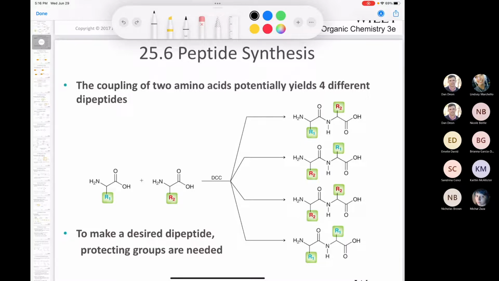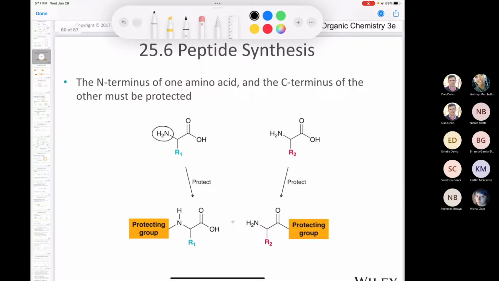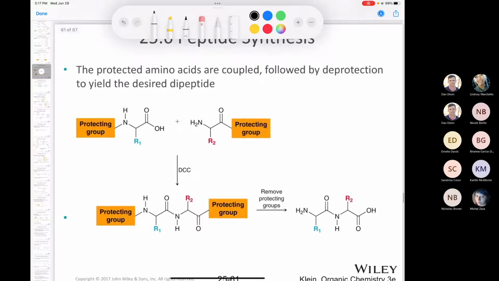So how do we avoid making so many different products? The way that we do that is by using a protecting group. Namely, we find a protecting group for our amino group, and we find a protecting group for our carboxyl group, so that we only end up with 1 carboxyl group and 1 amino group. We need to find a specific protecting group that can protect the N terminus of one amino acid and the C terminus of the other. What are we going to use as protecting groups? We're going to cover that. Once you've got the protecting groups on there, you can couple the compounds with DCC. Once you've got the compounds coupled together, you just remove the protecting groups, and now you have the amino acids in the correct order, the order that you want.